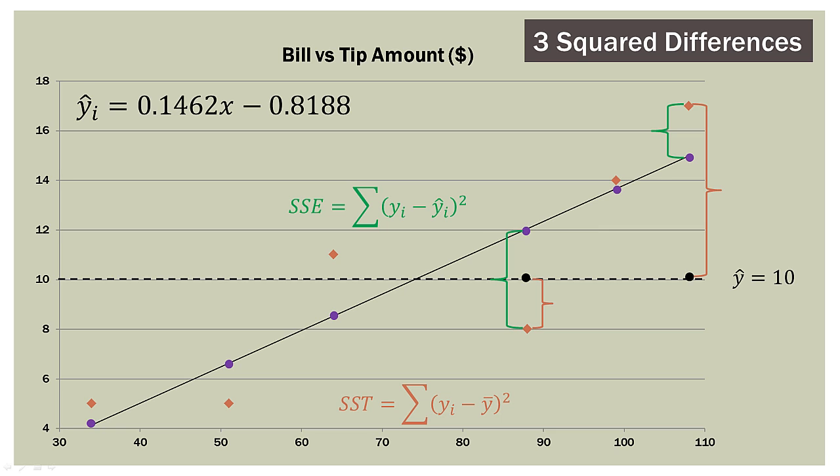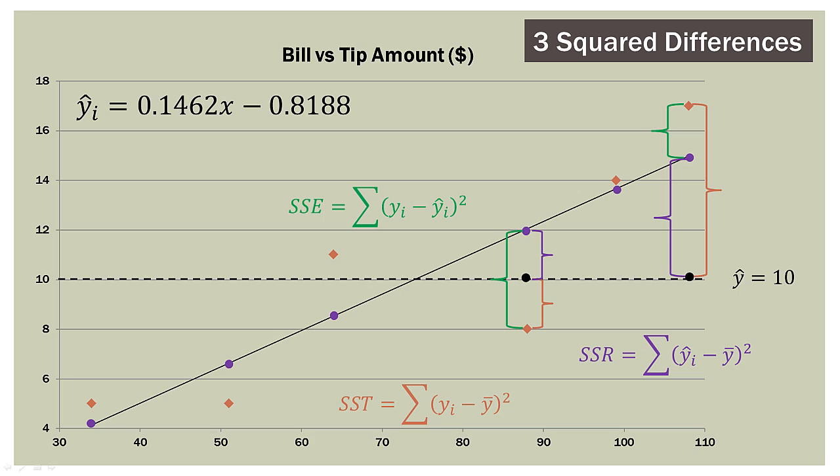And of course the final one is SSR. It is the sum of the squared difference between y hat sub i, that's the predicted, the purple circle, minus y bar, which is the mean of the dependent variable. So we find the difference, we square them, and then add them up. And that is this distance here and this distance here. And of course, we would do this for each point along the graph.